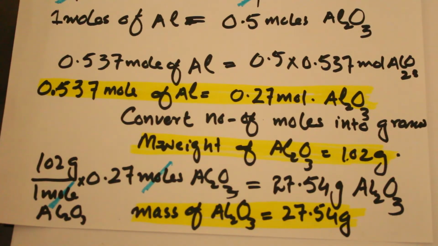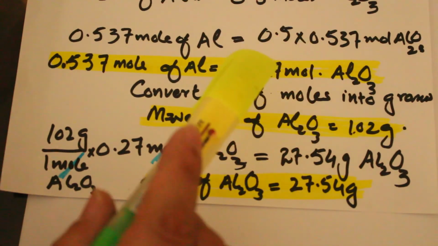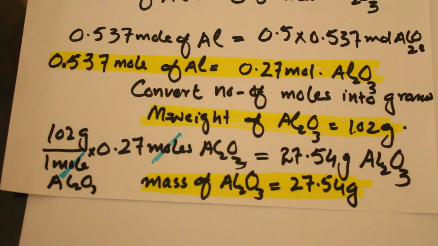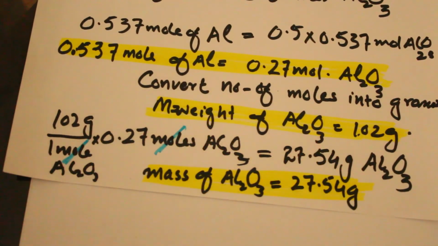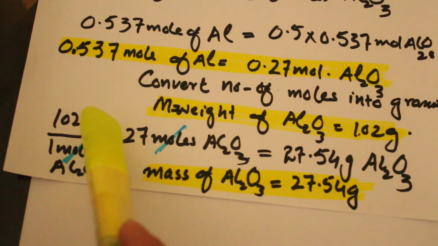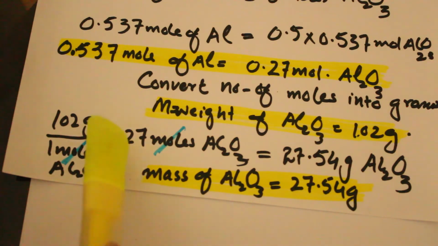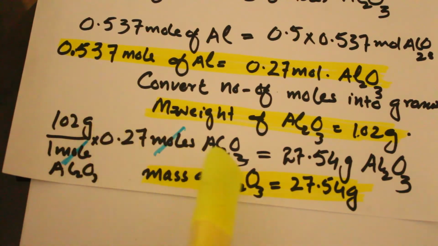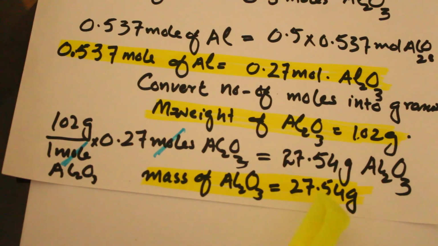So now we are in a position to find the number of grams from 0.27 moles of aluminum oxide. Here I set up a conversion factor: if 1 mole of aluminum oxide is equal to 102 grams of aluminum oxide, then how many grams are contained in 0.27 moles of aluminum oxide? You can see the same units cancel out each other, and we are only left with grams. When we multiply these two values, we get 27.54 grams of aluminum oxide, and this is the answer to this question.